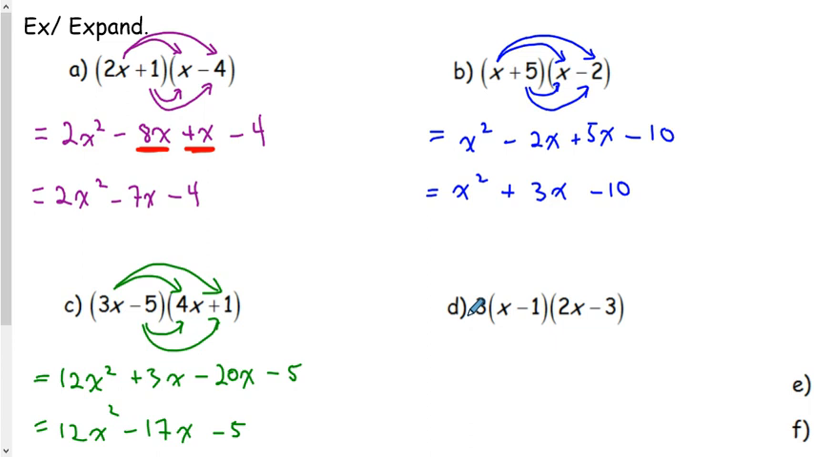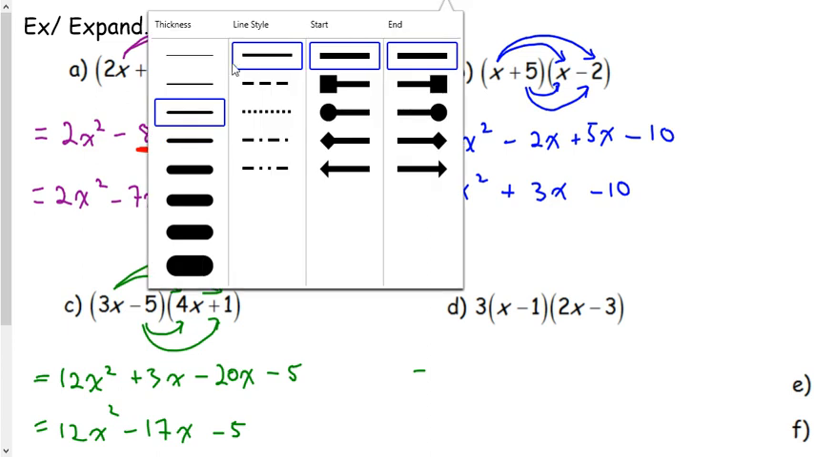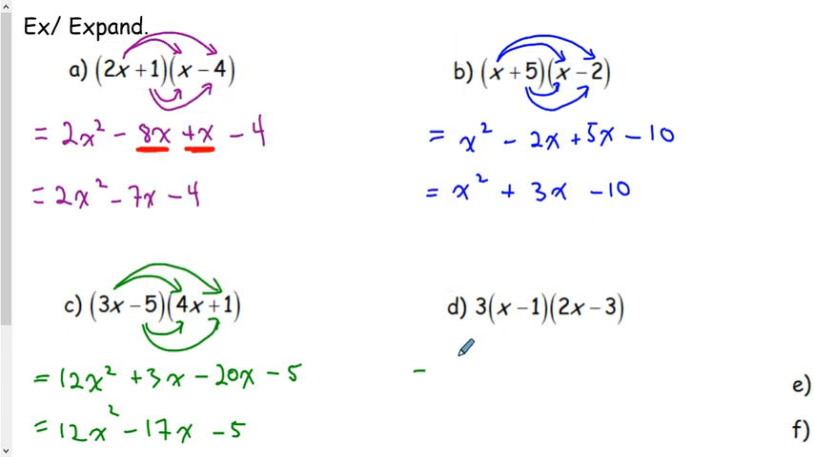Now, D is a little funny because we have this 3 out front. I'm actually just going to ignore that for now. I'm going to multiply everything in the brackets, but I'm going to keep that 3 where it is. Let's go back to purple. I'm going to leave that 3 out front where it is. And I'm going to put some big brackets, I'm going to use square brackets just to differentiate it, make it nice and easy to see.